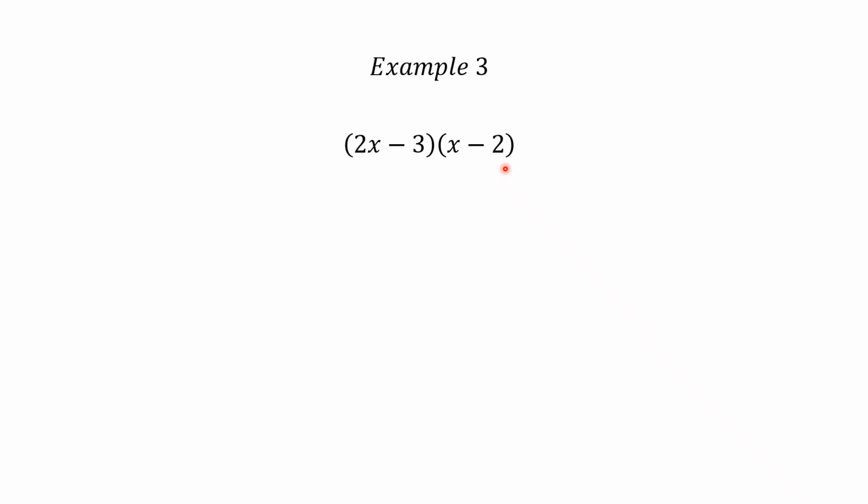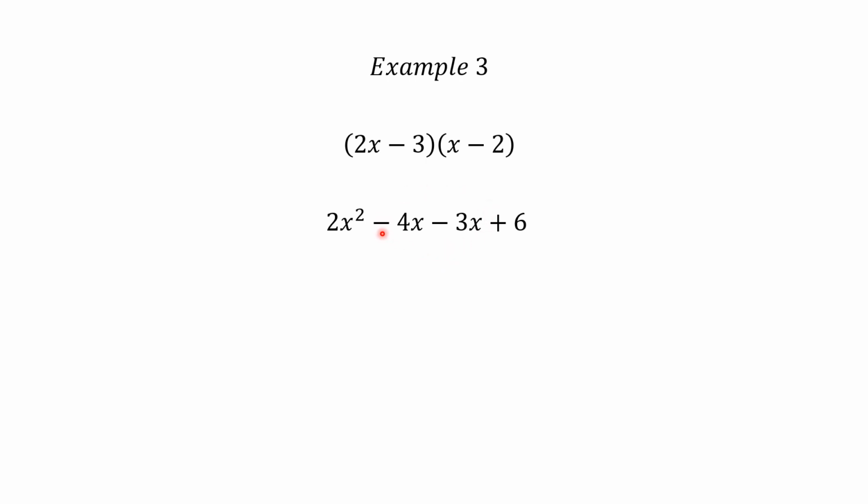2x multiplied by minus 2, you get minus 4x. Then minus 3 times x, you get minus 3x. Then finally minus 3 times minus 2, you get plus 6. After that you get your expression, which reads 2x squared minus 4x minus 3x plus 6.